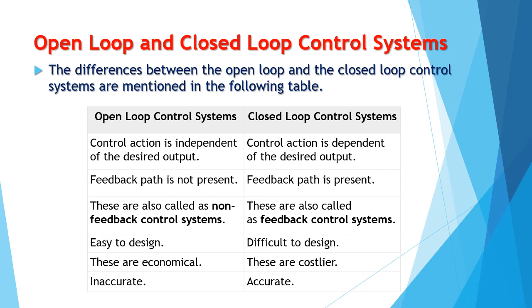Now, closed loop control systems, control action is dependent on the desired output because of the feedback, so feedback path is present. These are also called feedback control systems. The disadvantage is that it's difficult to design and a little costlier than the open loop control system. But in turn, it is more accurate.